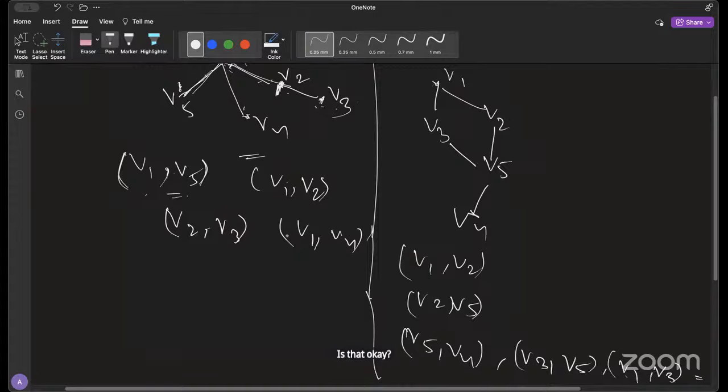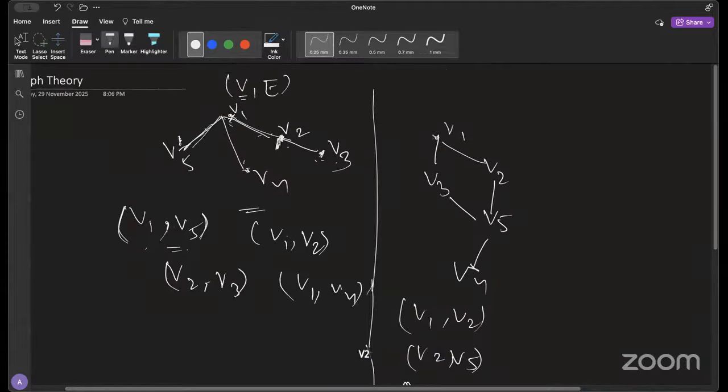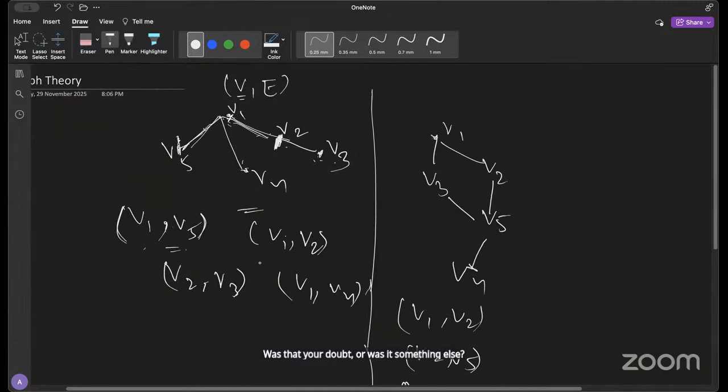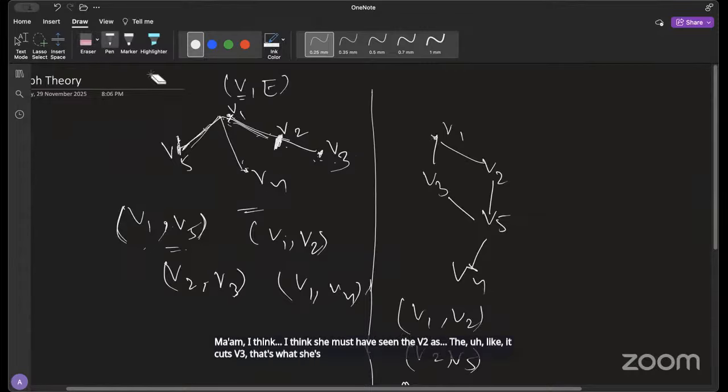Sorry ma'am to interrupt, but I have a doubt that V2 is a middle point. V2 is middle in the sense it's a vertex here. We have V1 to V2 and then from V2 to V3. These are edges. Was that your doubt or was it something else? Like I'm unable to understand the whole thing. Can you repeat once? Ma'am, I think she must have seen V2 as if it cuts V3. That's what she's thinking about. So she's asking if it's the middle point.